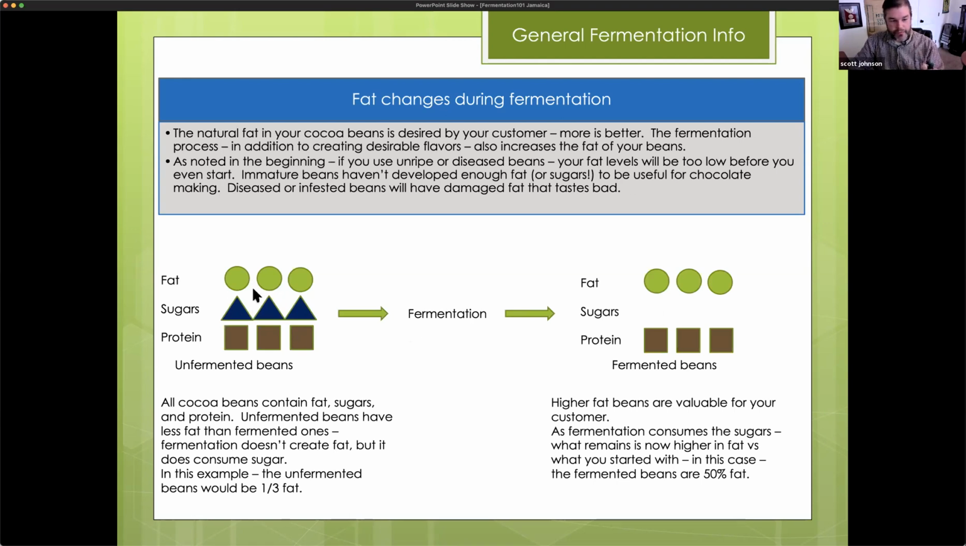So as we go from this unfermented bean to this fermented bean, where now our yeast has eaten all the sugar, we still have the same amount of fat and the same amount of protein, but all of our sugar has gone away because our yeast has eaten it. And so now if we figure out how much fat is present, we're up to 50% fat. Not because we've created any fat, but because we've consumed the sugars. So does that make sense to you guys?